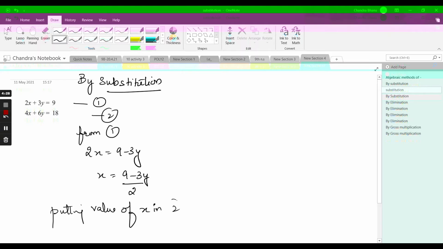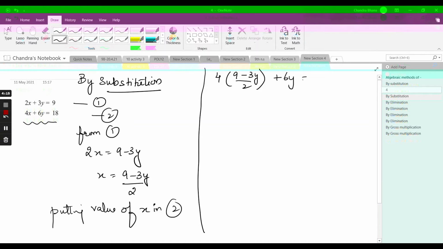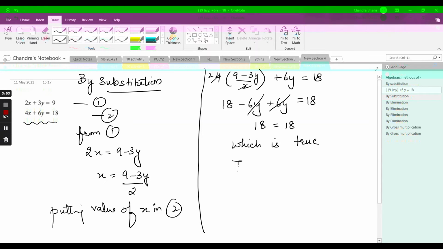in the second equation. Now what is my second equation? My second equation is 4x plus 6y is equal to 18. So instead of x, I am putting the value (9 minus 3y) upon 2, plus 6y is equal to 18. I am cancelling 4 with 2. Open my brackets: 18 minus 6y plus 6y is equal to 18. Plus 6y and minus 6y get cancelled. So 18 is equal to 18. So I'm getting a statement which is true. And when I get such a situation, I say I have infinite solutions.